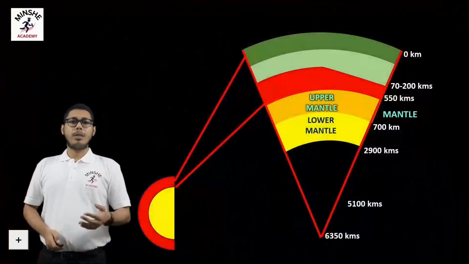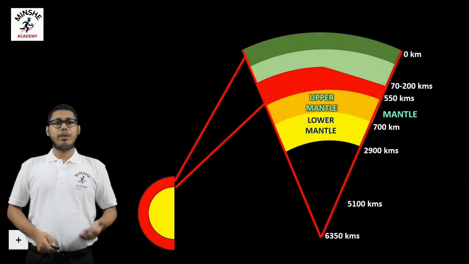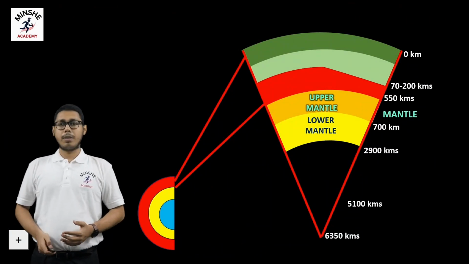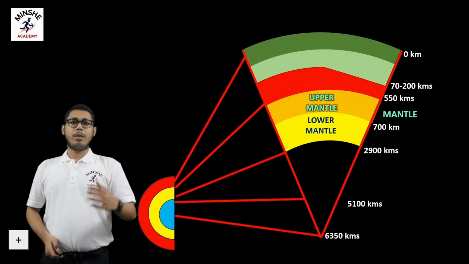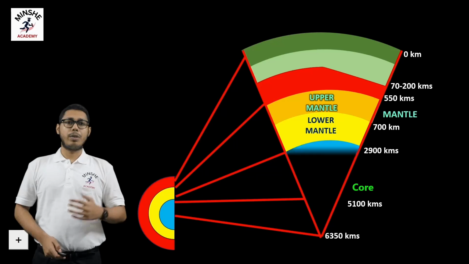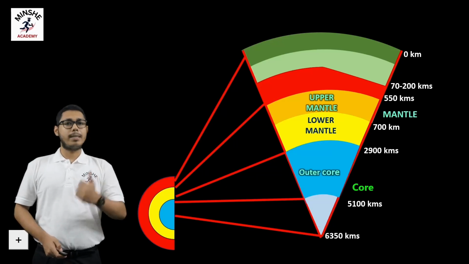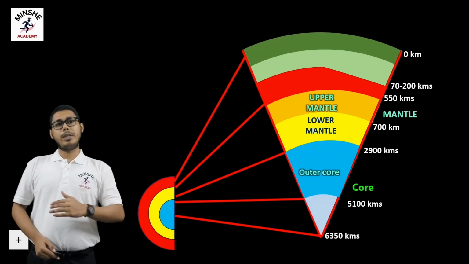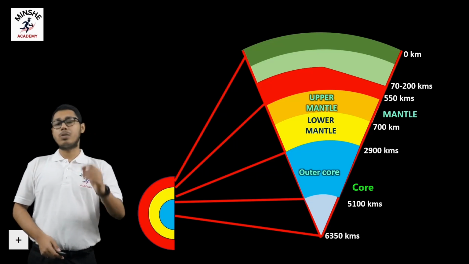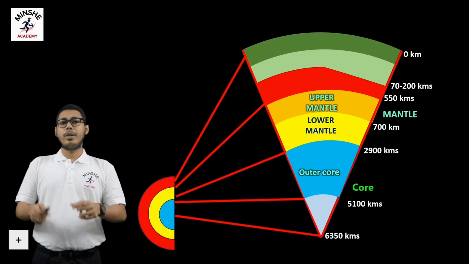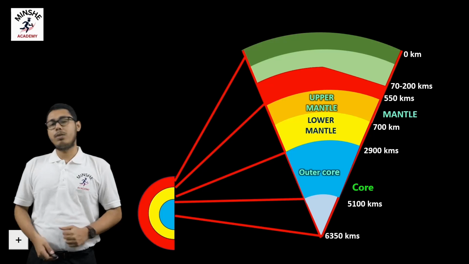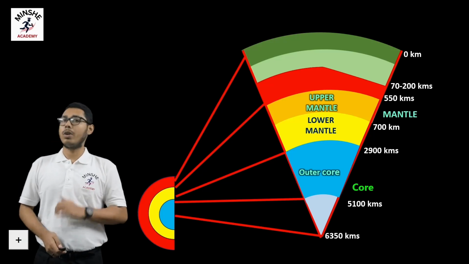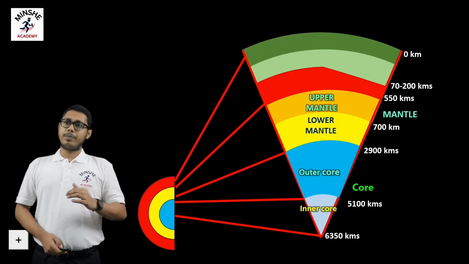Now here you can see we have already learned the mantle, the crust, and so on. Here we will learn about the core. That's the outer core, that's the inner core. The outer core ranges from about 2900 kilometers to 5100 kilometers, whereas the inner core runs from about 5100 kilometers to 6350 kilometers. Right?